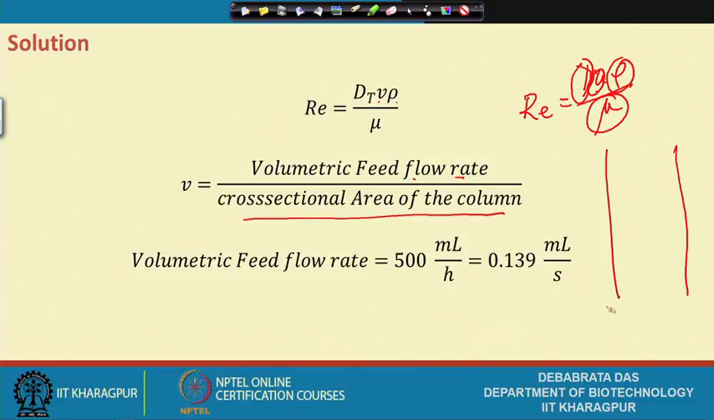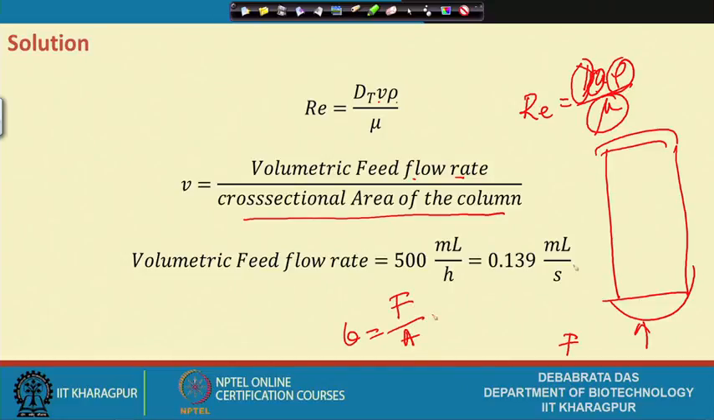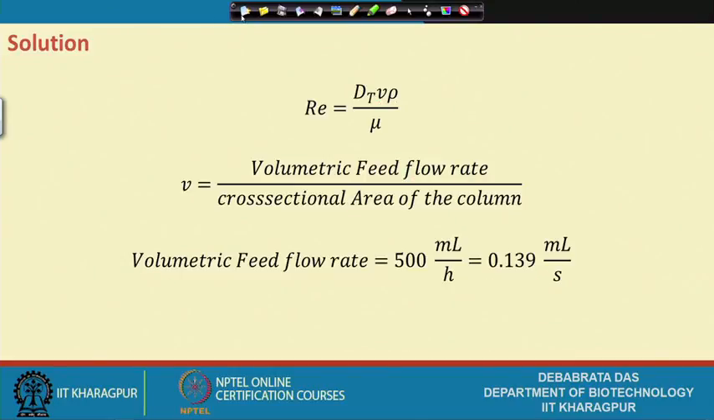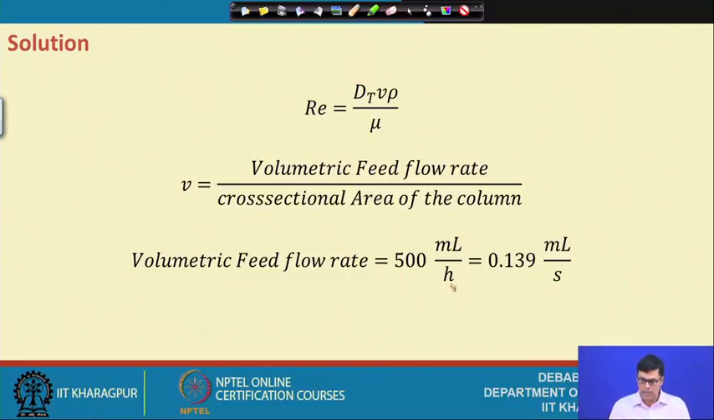Suppose this is the column and we are passing the liquid with some flow rate. How can we find out the velocity? Velocity V will be the flow rate divided by the cross sectional area, because the cross sectional area of the cylindrical column is pi r square. So we can find out the velocity. But when we do all this calculation, one thing we shall have to remember is the unit. We have seen different units there, and we shall have to use the same units. That is why the flow rate given as 500 milliliter per hour is to be converted into milliliter per second.